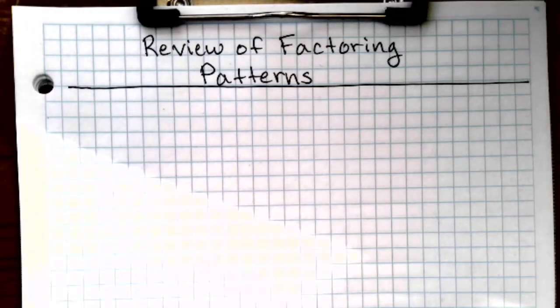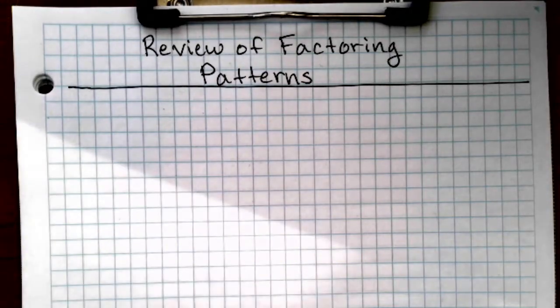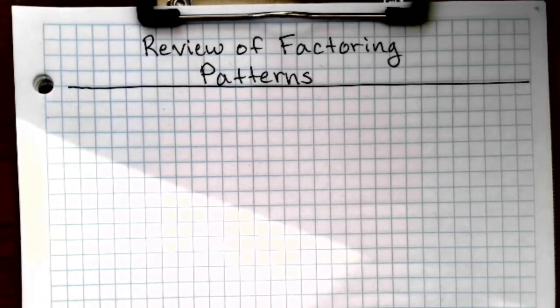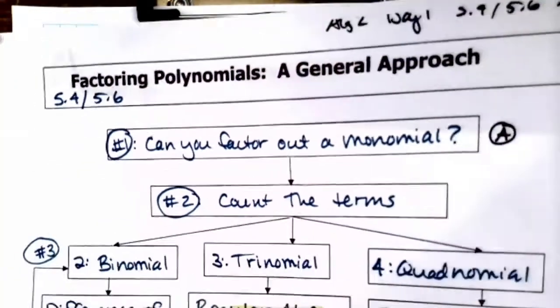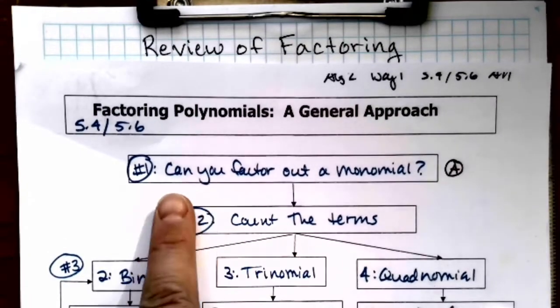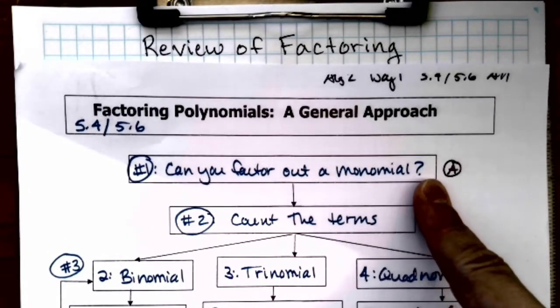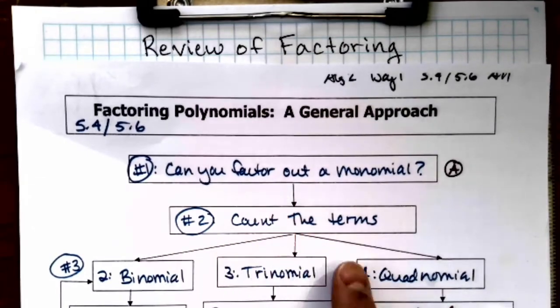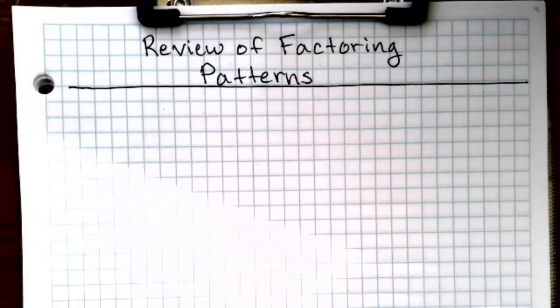Good afternoon. We're going to review the factoring patterns that we've covered so far in the chapter, as well as one of the factoring patterns that we're going to learn next week. So remember that all factoring fits into a process that looks like this. You always start by factoring out a monomial, regardless of what factor pattern you use after that.